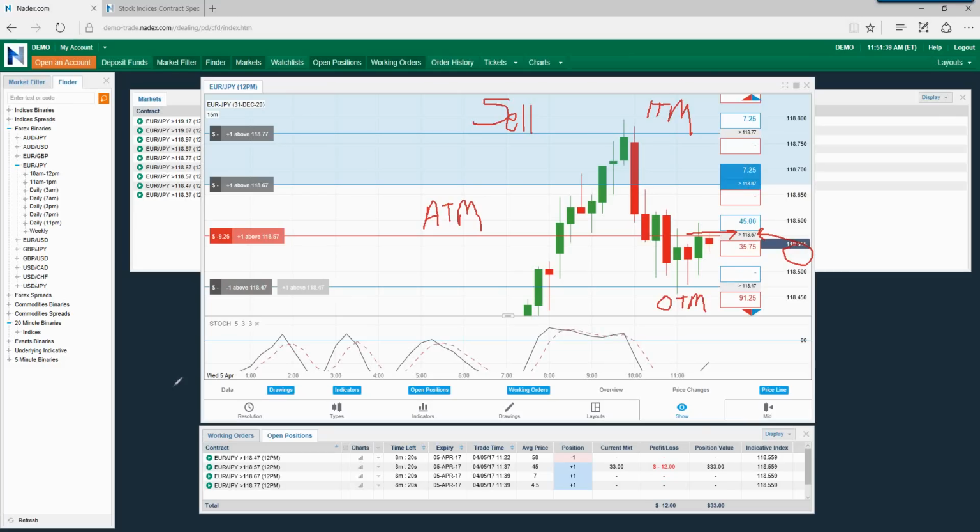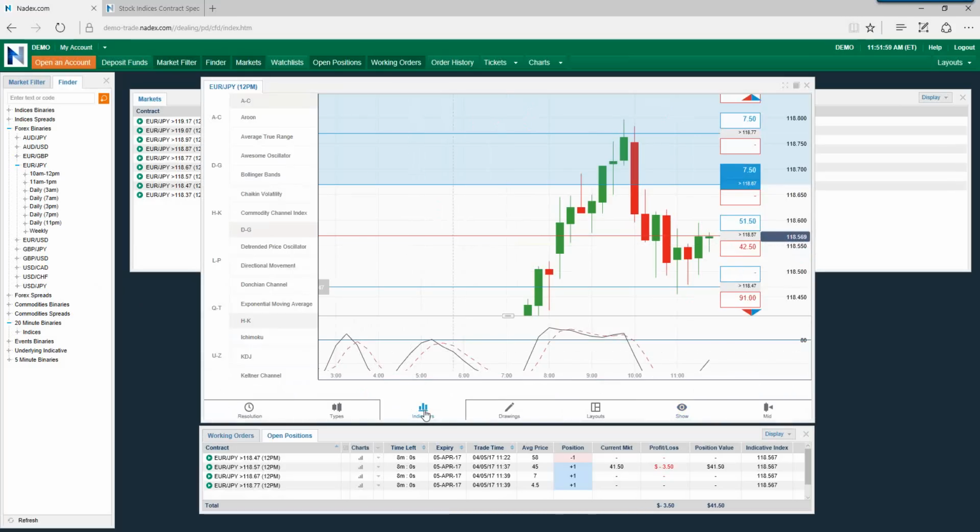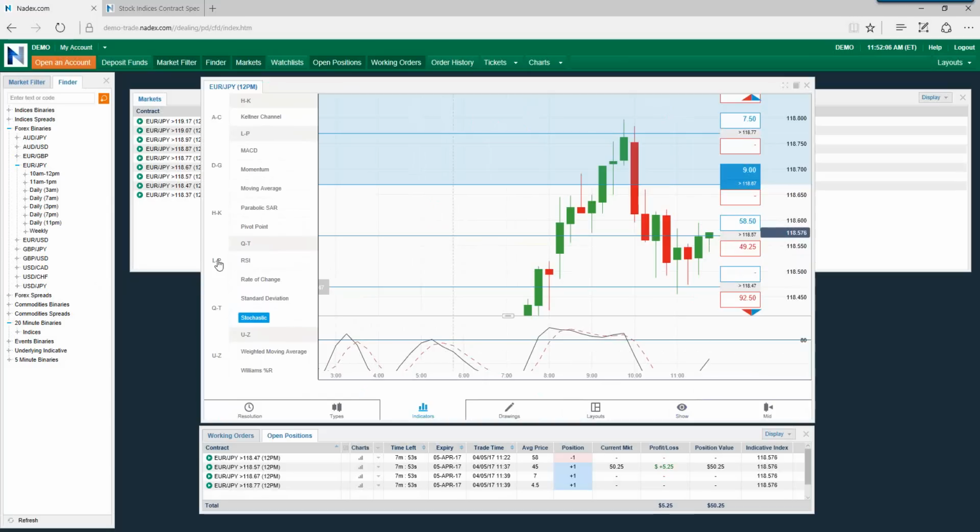Any top indicators you recommend? I love pivot points, which are included with the Nadex platform. I'll show you how to get there. First left click on your chart, left click indicators. I like this because it's alphabetical. So I'll go to L through P and do pivot point. This is based on the floor trader pivots that have been used forever.